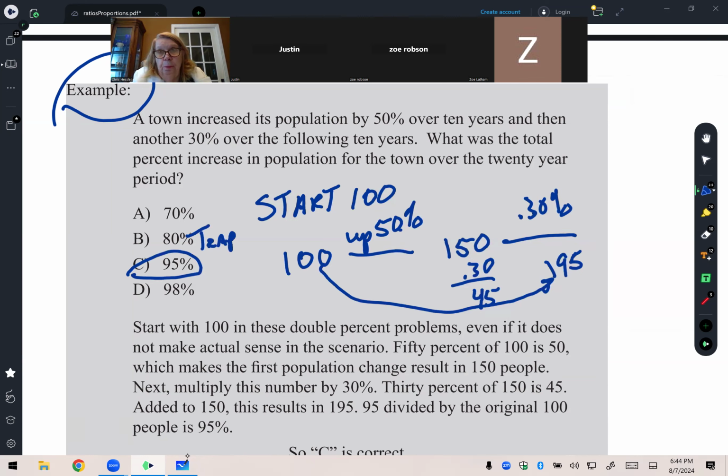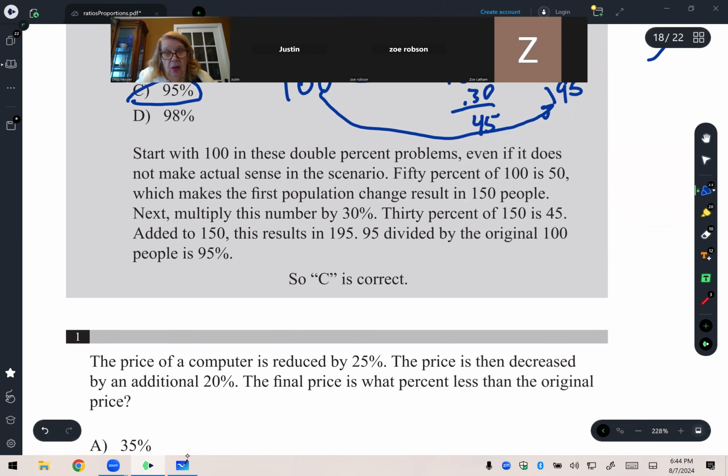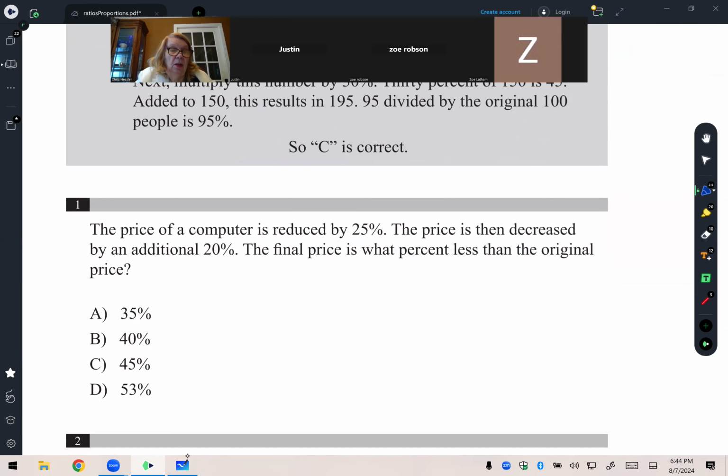Zoe Latham? Yeah. So this is our little secret. You could start with anything, but starting with 100 just makes the math so much easier. Zoe Robson, are you good? Yeah. And Justin? Yes. Okay, so let's look at a computer, and then we'll try those book ones.